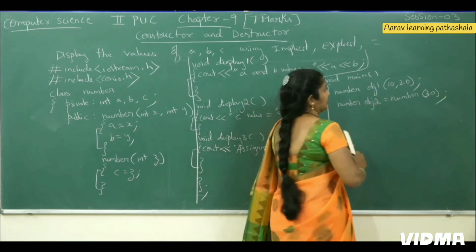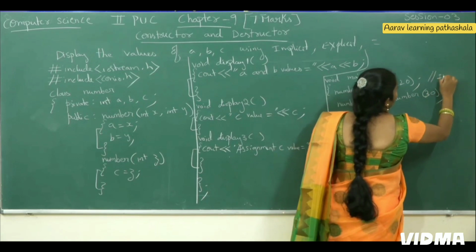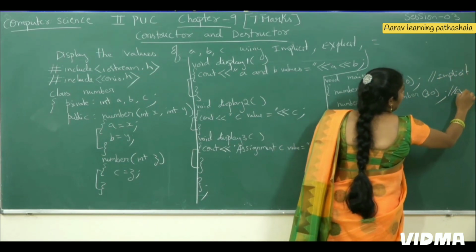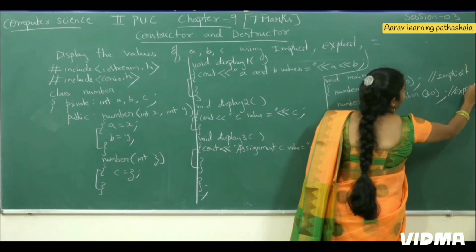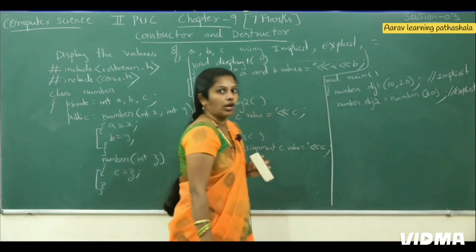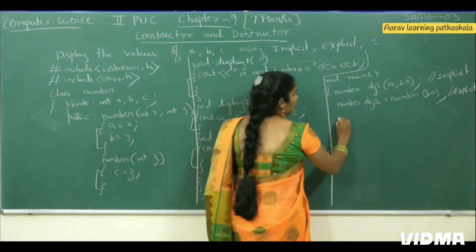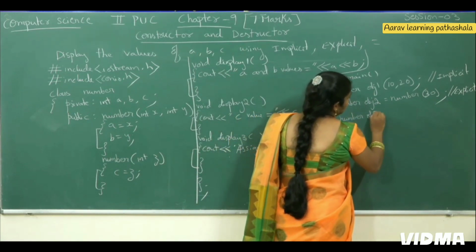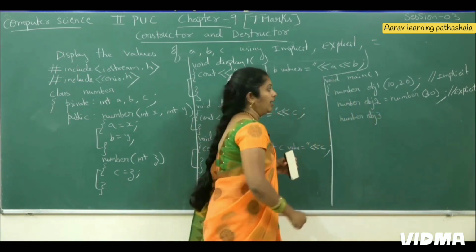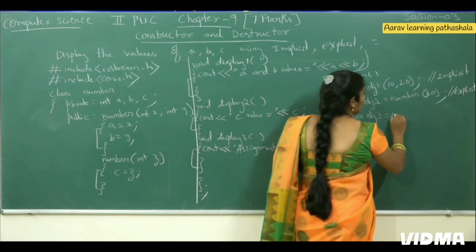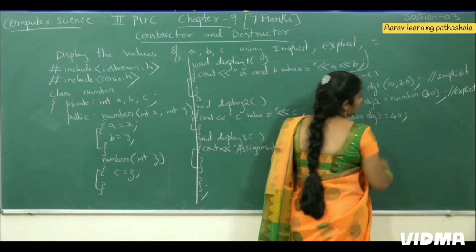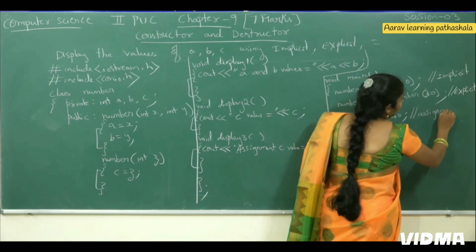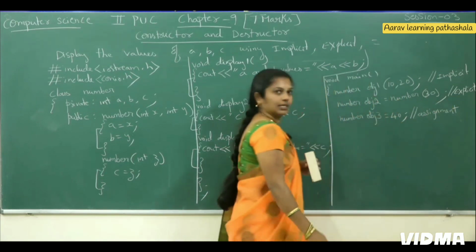This is implicit call. Implicit call. And whereas this one is explicit. Explicit call. And one more we have to declare, that is number object 3 equals 40. It is nothing but by using assignment operator. Assignment. 3 methods we have declared.